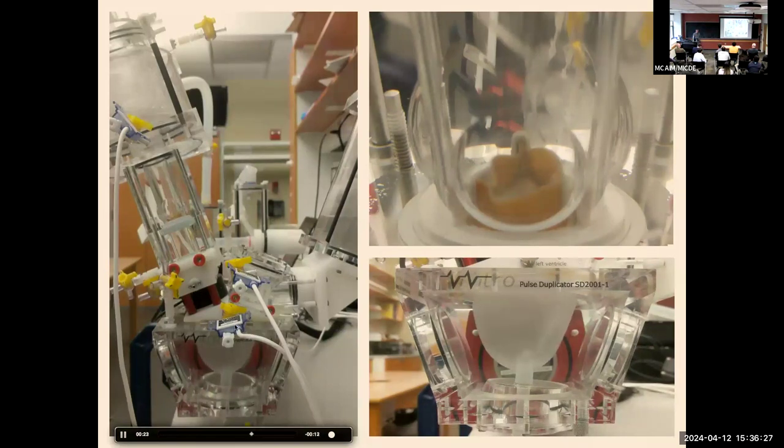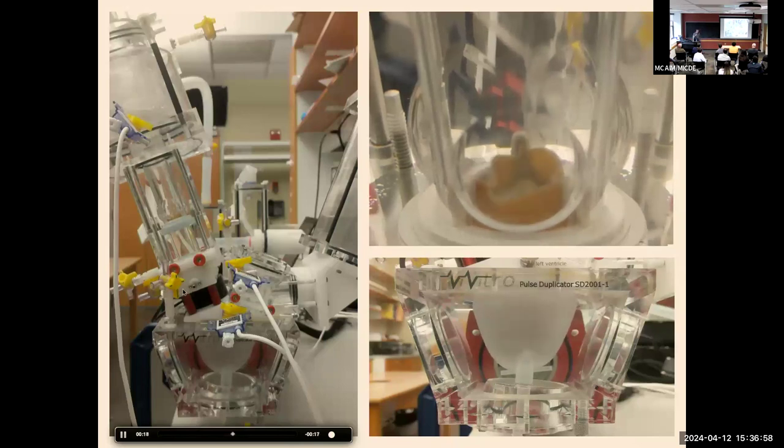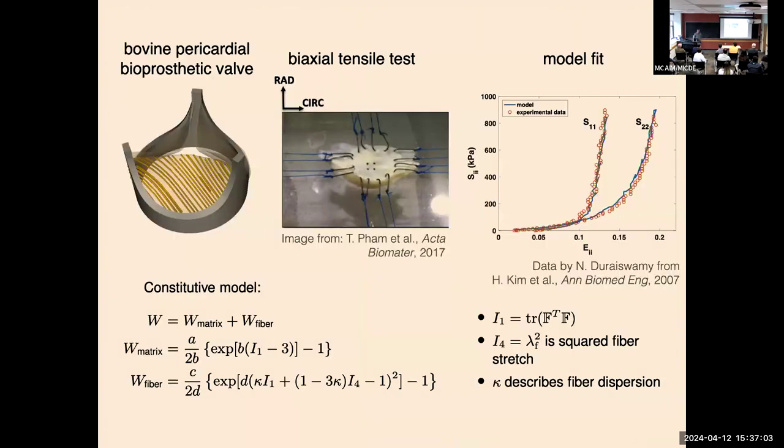But there's a piston pump that sits behind a chamber that has a flexible bag in it. The flexible bag acts like the heart. And the chamber expands and contracts. And when it contracts, it pushes test fluid out through the aortic valve test section of this pulse duplicator. When it expands, it pulls test fluid in through a mitral valve or a model of the mitral valve. And you can tune up the resistances and compliances to mimic the operating conditions that a real valve would experience.